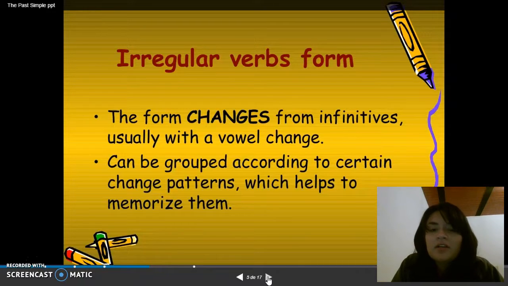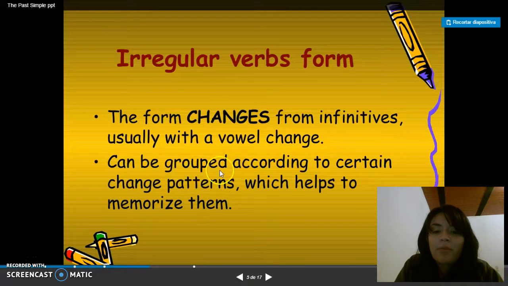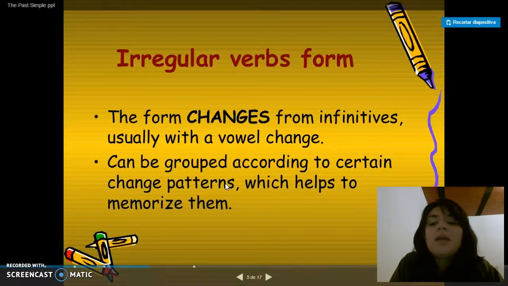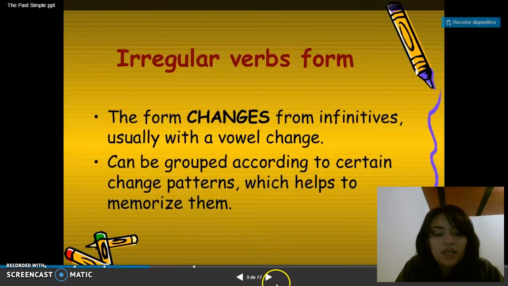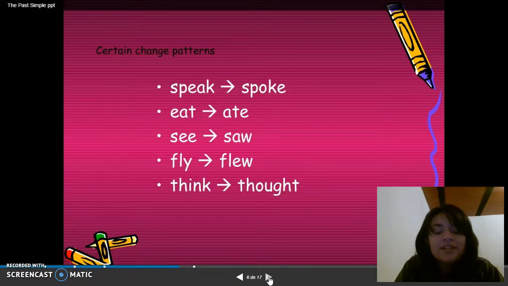The irregular verbs form: the form changes from the infinitive, usually with a vowel change. Be careful with these ones because they are called irregulars because they are not the same form where you just add extra letters. They totally change in most cases. Okay? For example, speak, spoke, eat, ate, see, saw, fly, flew, think, thought.